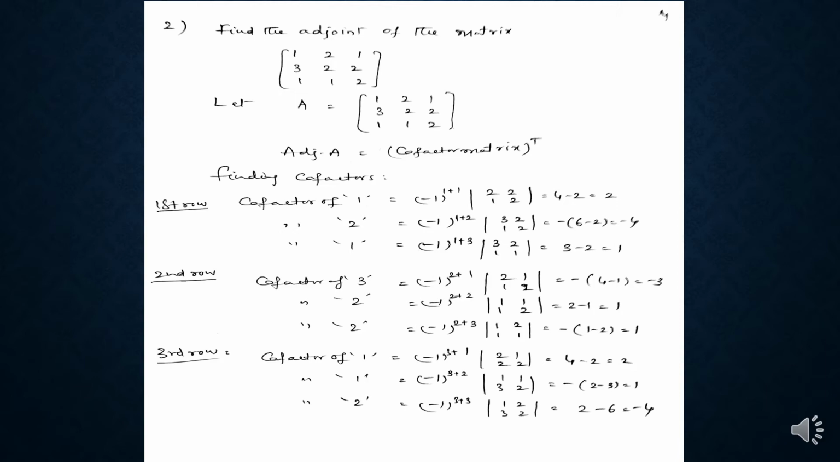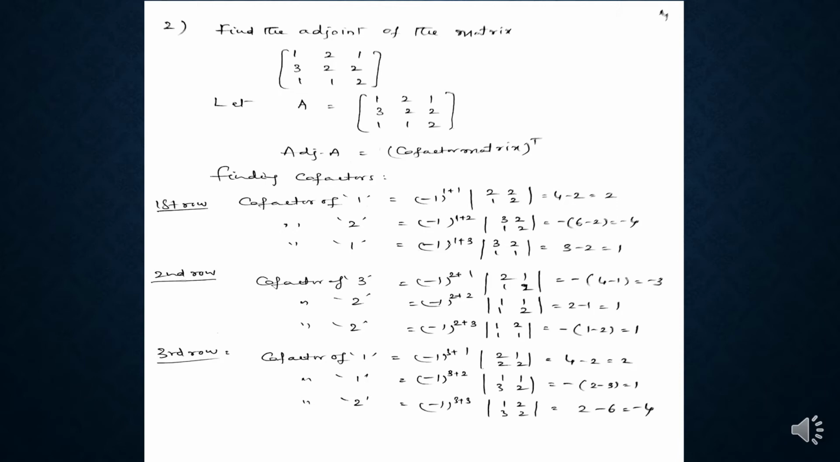Now the cofactor of 2 is equal to plus into, by deleting this column and row we will get 1 2 3 2. That is 2 into 1 2 minus 3 into 2 6, that is 2 minus 6, that is equal to minus 4. So thus we got the cofactors for each and every element. These are the first row cofactors 2 minus 4 1, second row cofactors are minus 3 1 1, third row cofactors are 2 1 4.